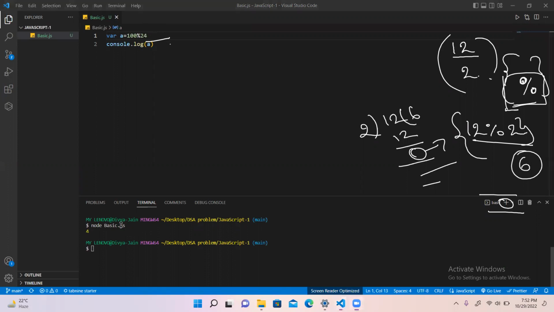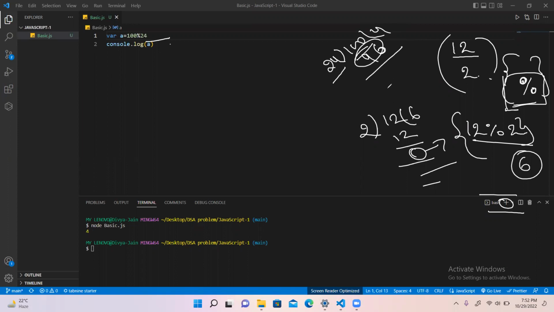Okay, so this is 24 and this is 100. So how many 24s are there in the nearest collective of 100? I think there is a 4. 24 fours are 96.